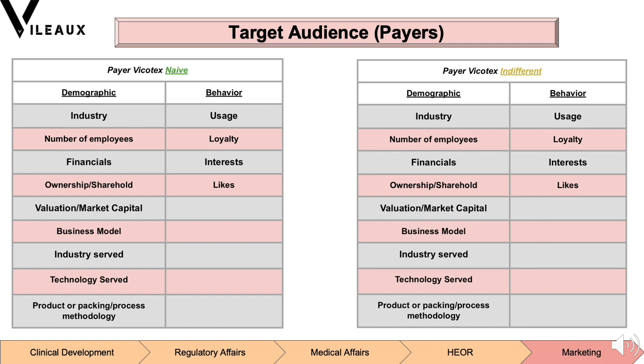On the right of the segmented model, we took into account their behavior aspects. For example, usage, meaning what other drugs on their formulary treat rheumatoid arthritis. Loyalty, are they willing to add another drug to their formulary? Interests, likes, what do they say they like most about our product? Then once all the data is collected, we now have all the target information we need in order to effectively relay our message to our targets.